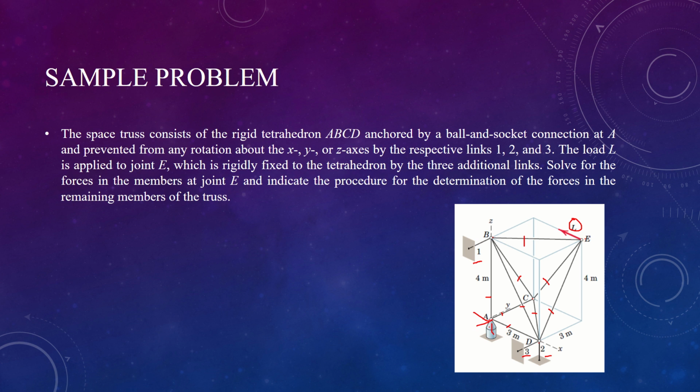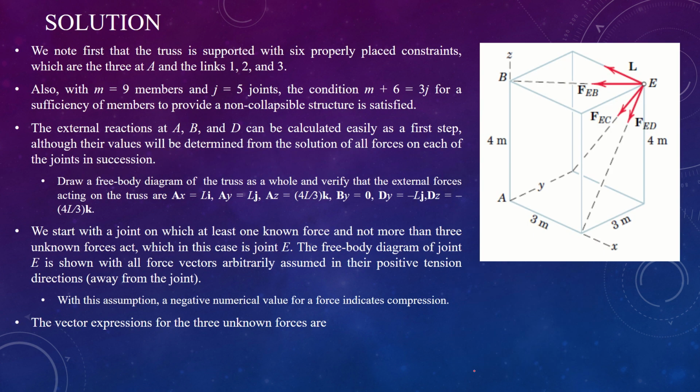Now the external reactions at point A, point B and point D can be calculated easily as a first step, although their values will be determined from the solutions of all the forces of each joint in the section. The first stage is to draw a free body diagram. As you can see, we have developed a free body diagram.